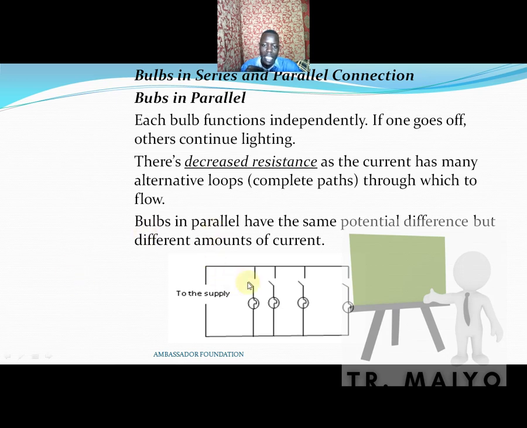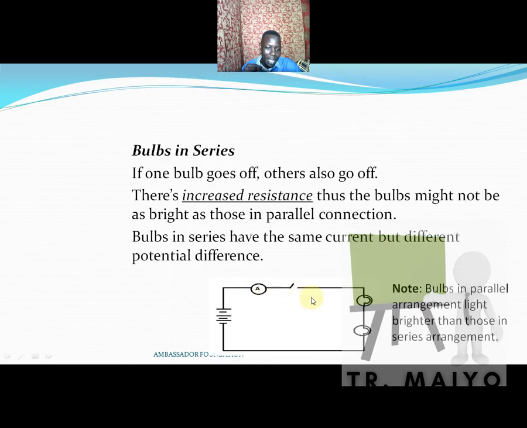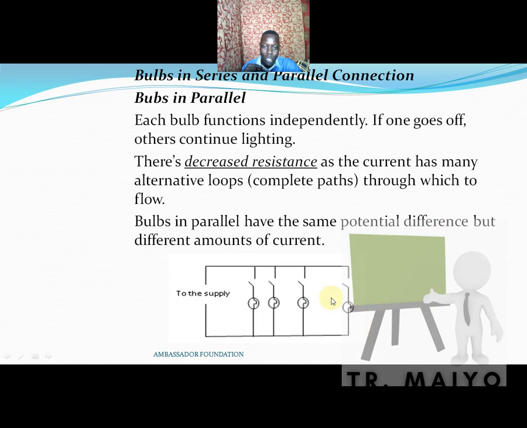The bulbs you are seeing here are in parallel, and they hang on a cell somewhere here, maybe or a battery. And for a bulb to function, there must be a complete circuit. These three, even if one bulb is removed or damaged, the rest will still work. But in series like this one, when this bulb goes off, the other will not function, because for current to reach this other bulb, it must go through the damaged one, and hence there will be no complete circuit over there.